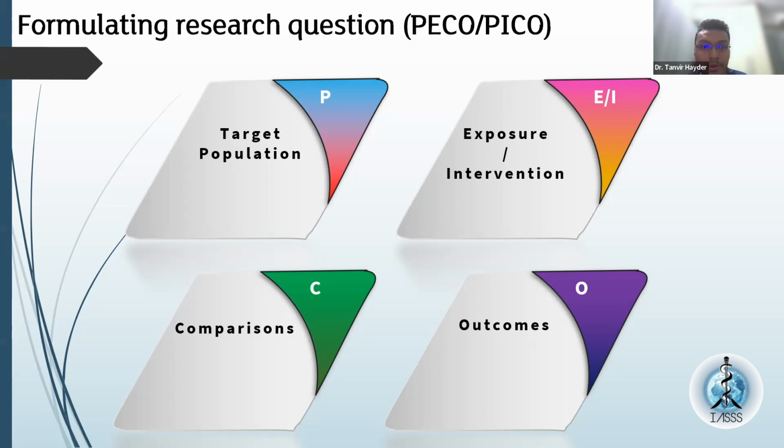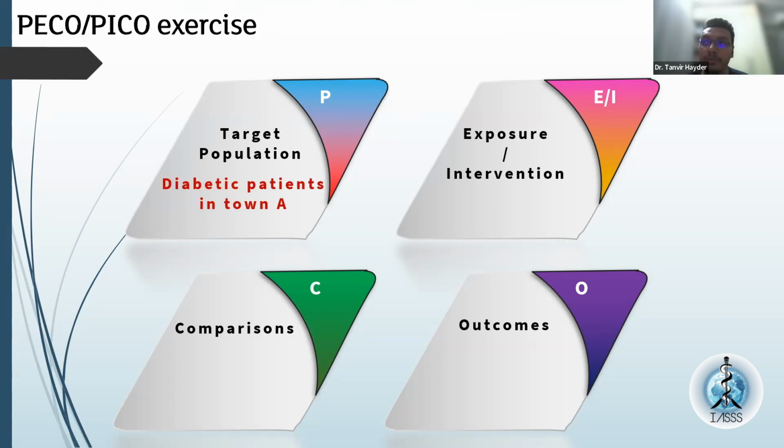That is the PICO. If you answer these 4 points, then you'll be able to write down your research question. So let's move on. For example, as I was talking about, my target population is diabetic patients in a town. For example, in a town in Bangladesh, where I am from, we've seen in Bangladesh overall that the diabetic trend is going up, and every year it's actually increasing at a significant rate. So we want to do research regarding this.